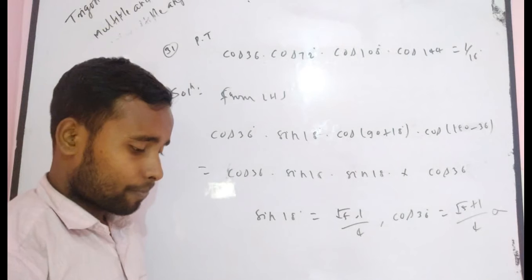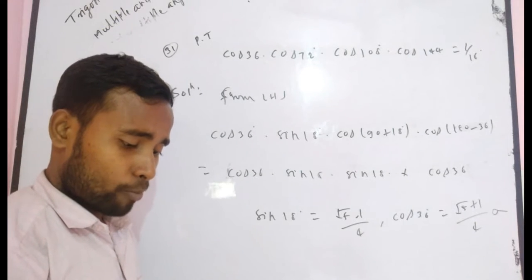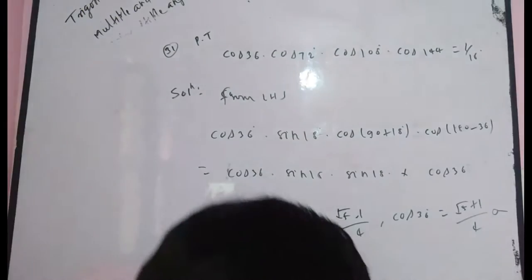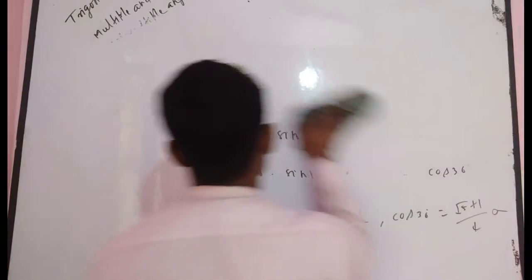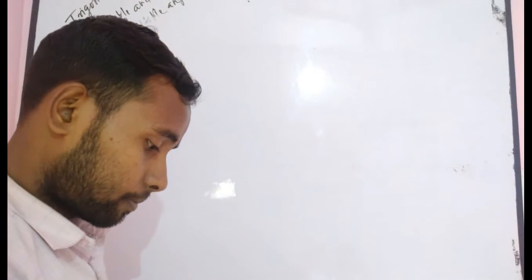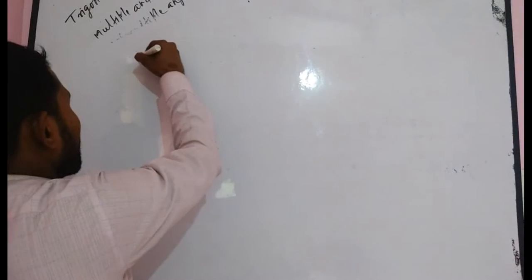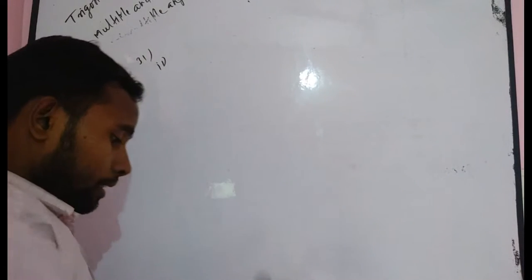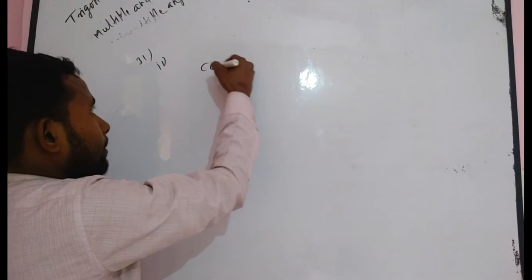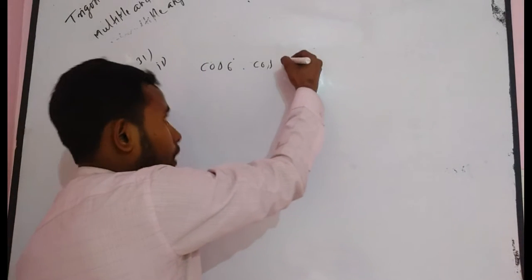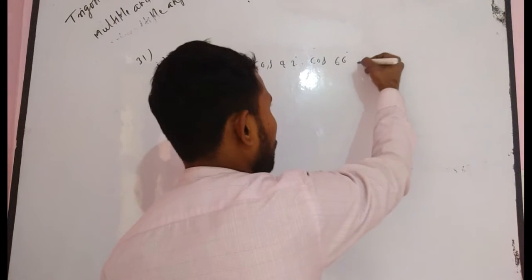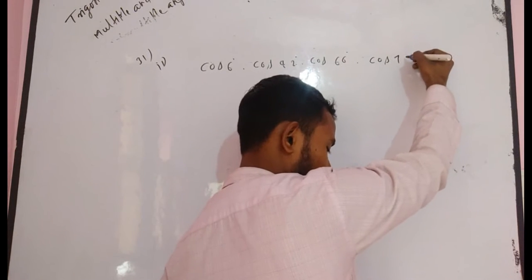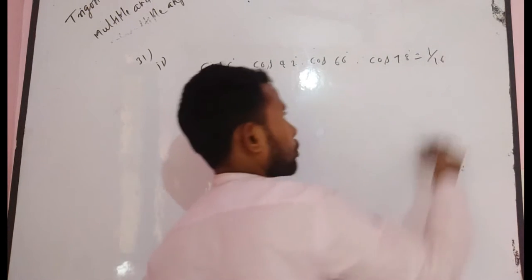Now, again, I want to take the next problem for you. Problem 31, second problem for you: cos 6 degree into cos 42 degree into cos 66 degree into cos 78 degree is equal to 1 upon 16. You have to prove it.